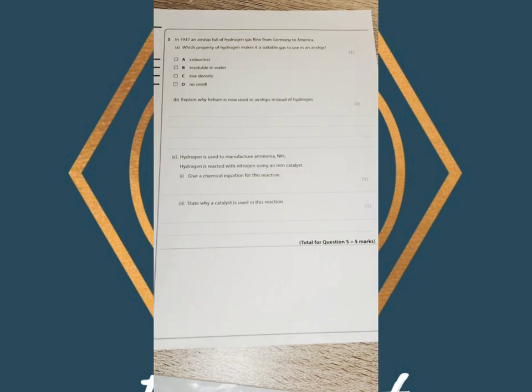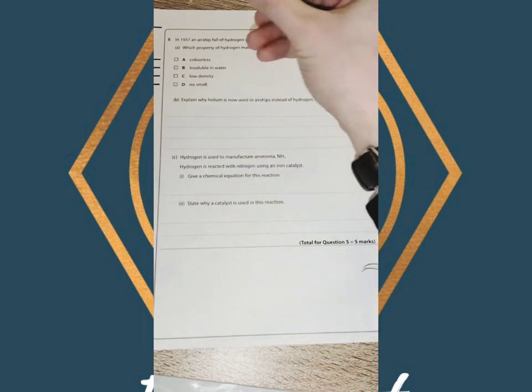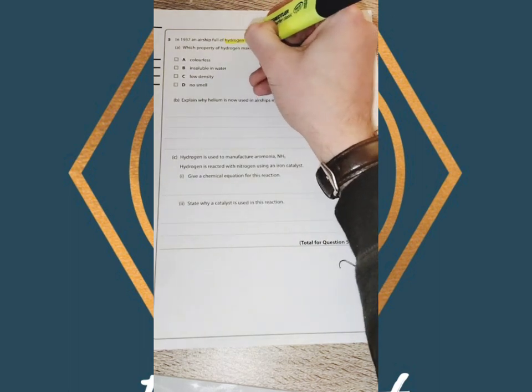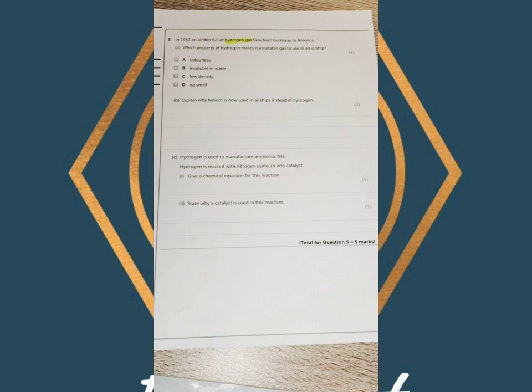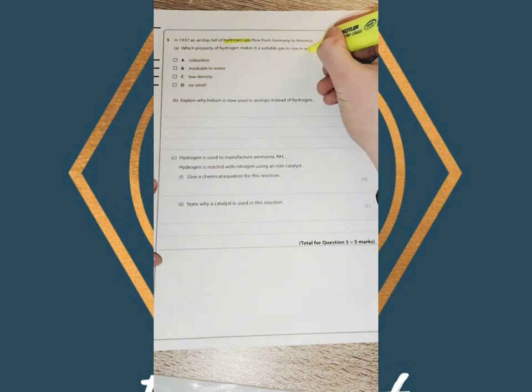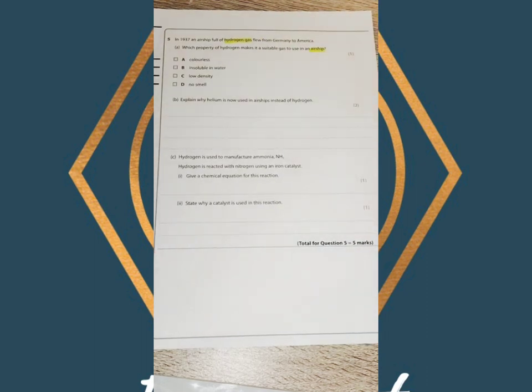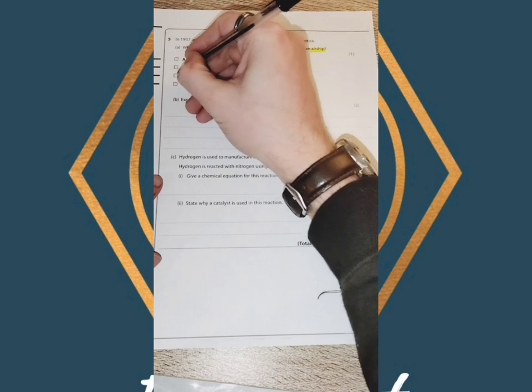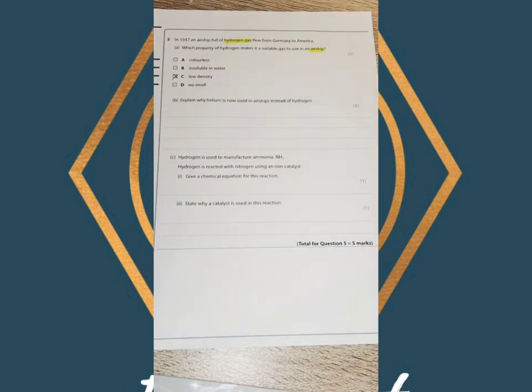Moving on. Question 5 is kind of a general knowledge question with multiple aspects, but has a historical context as well. In 1937, an airship full of hydrogen gas flew from Germany to America. I imagine we're talking about the Hindenburg here. Which property of hydrogen makes it a suitable gas for use as an airship? Well, airships, they float in the sky. So therefore, the most appropriate property which links to that aspect of airships is the low density aspect, less dense than the air around it.